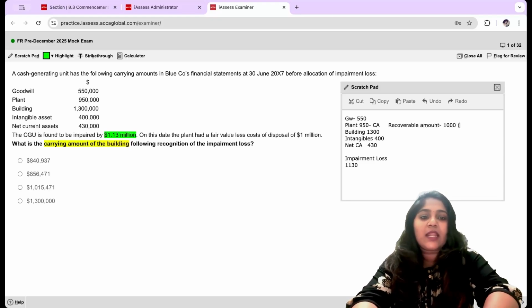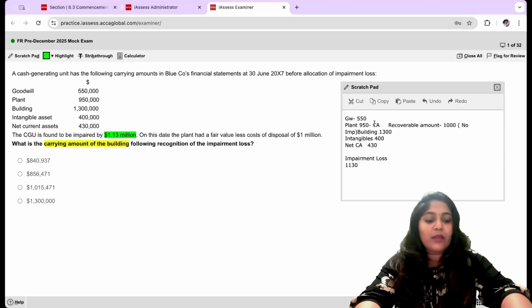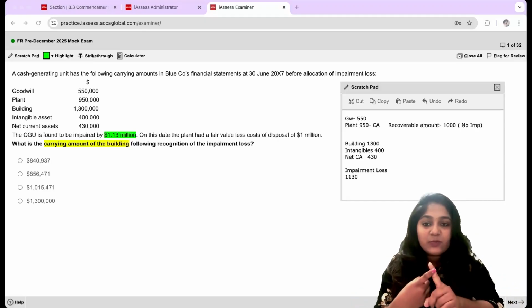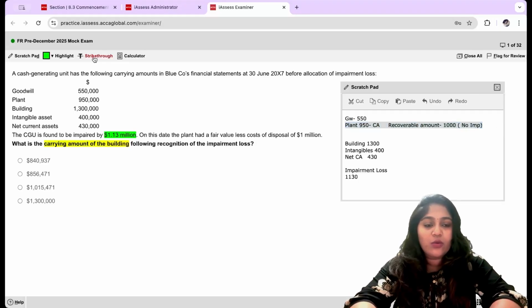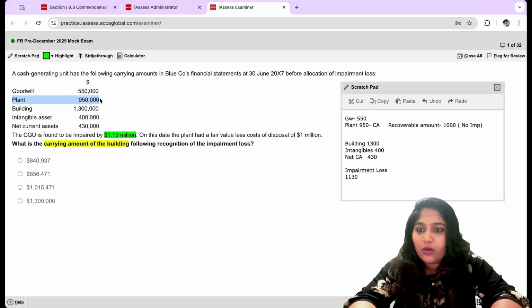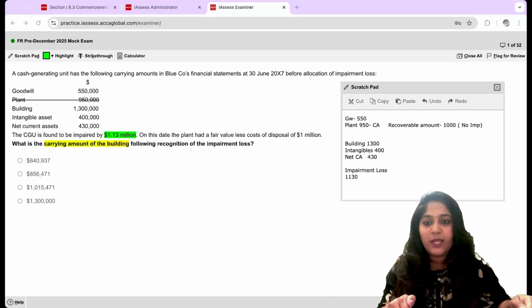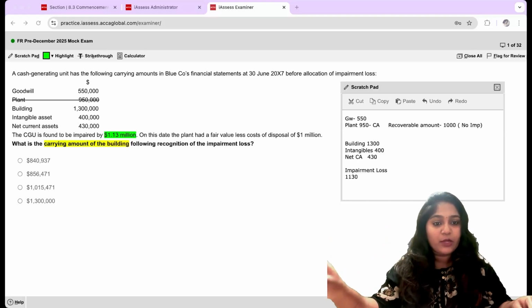So that means, can I say no impairment happening on plant at all? So there won't be any kind of impairment happening on plant. Now, there is a specification which makes me understand plant will not get impaired at all. So please make sure that you strike through the plant in your question while you're calculating, so that you know you're not going to allocate it. Do not waste your time. So first thing, no specification given, there is no impairment on plant.